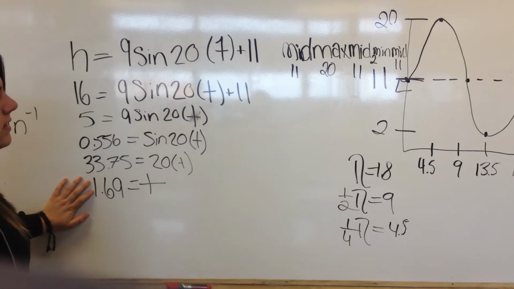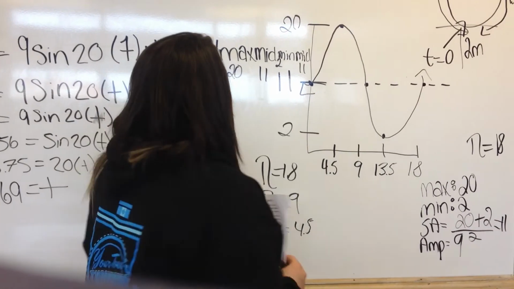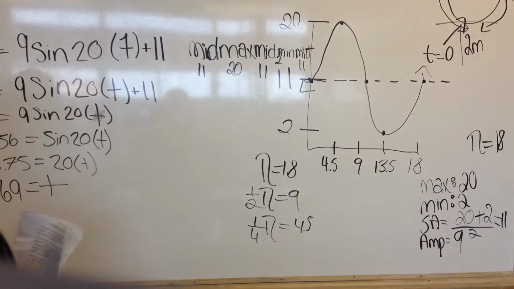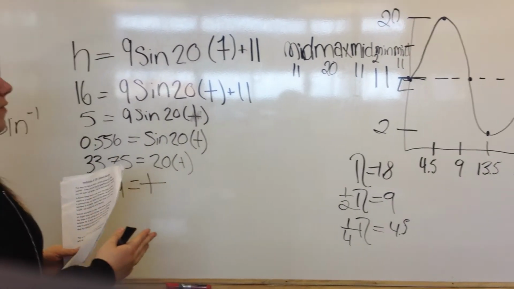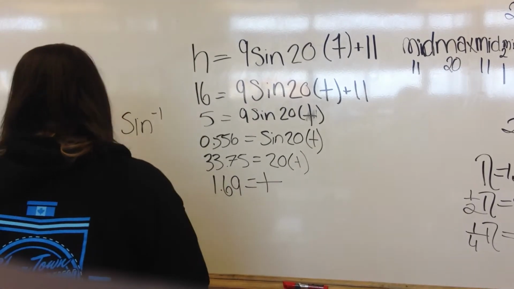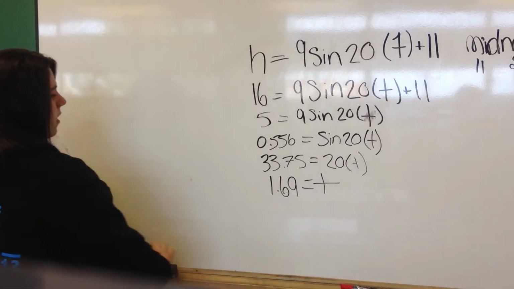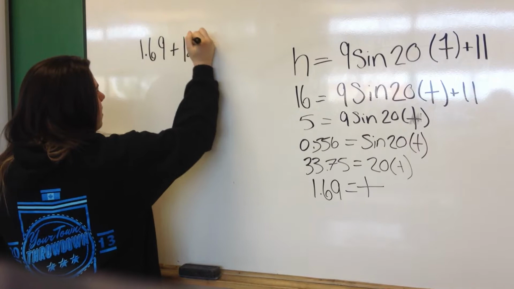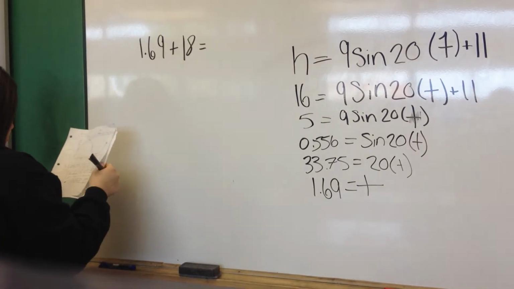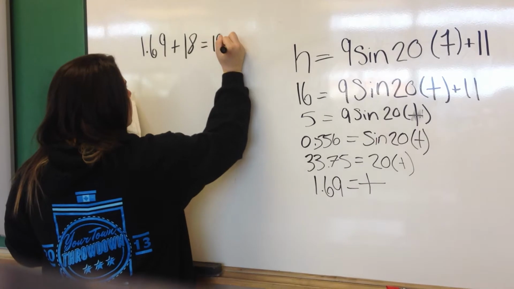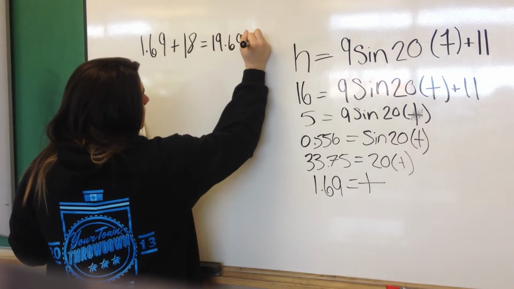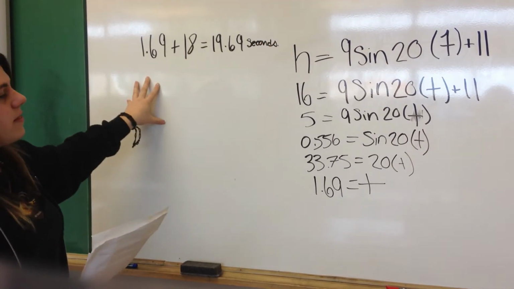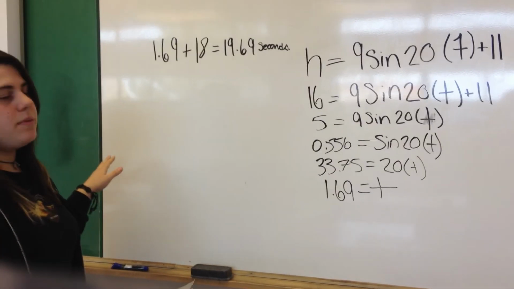So what this is telling us is the first time that they're hitting the height of 16 meters, which is right there. So what we're going to have to do to find the first one is add lambda, which is 18. So if we have 1.69 plus 18, that comes out to 19.69 seconds. And that would be the first time that they reach a height of 16 meters.